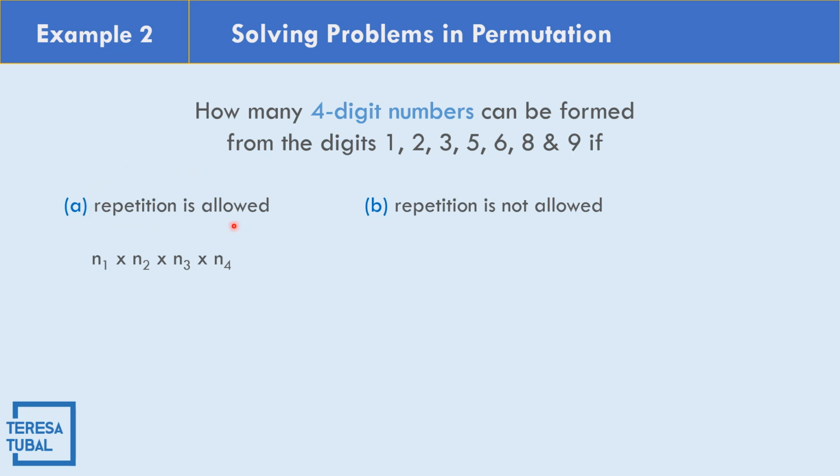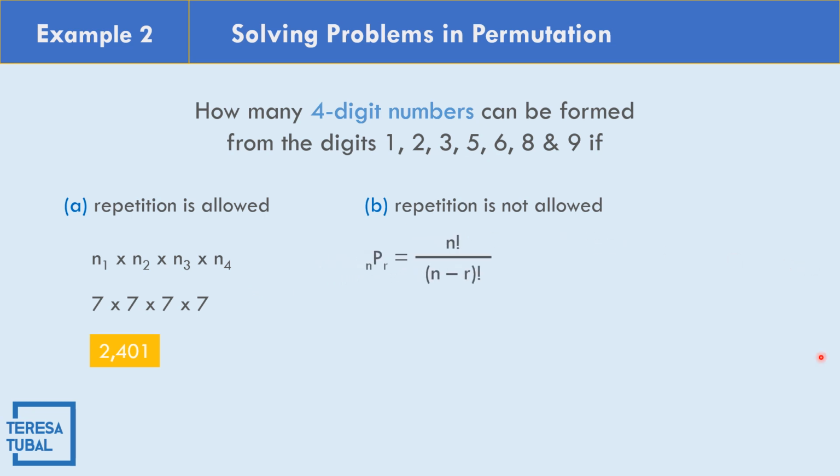Based on letter A, repetition is allowed, so it means we may repeat those digits. How many digits? 1, 2, 3, 4, 5, 6, 7. In the first digit number, that is 7. In the second digit number, that is also equal to 7 because repetition is allowed. In the third digit number, that is also equal to 7. And in the fourth digit number, that is also equal to 7 because based on letter A, repetition is allowed. So let us multiply. 7 times 7 times 7 times 7, the answer is equal to 2,401 ways.